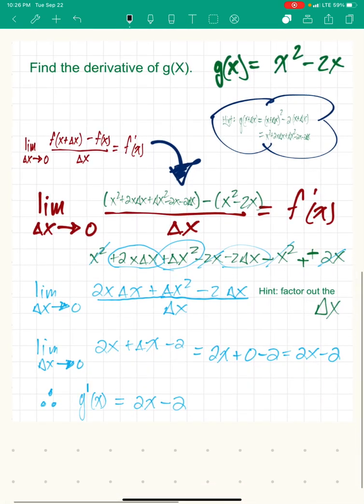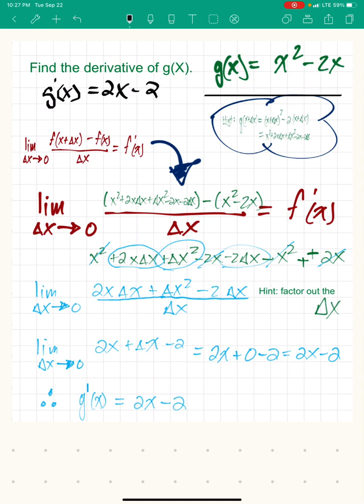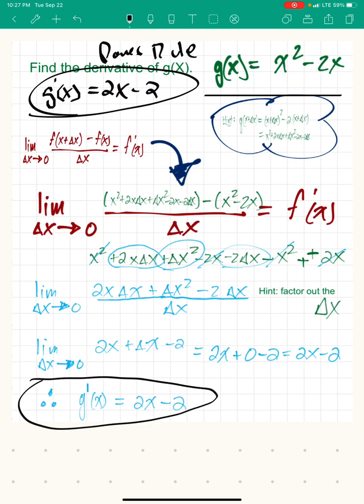In this example, we start with g of x equals x squared minus 2x. Now, we already know through power rule that the derivative, g prime of x, should equal 2x minus 2. We know this because of the power rule. What I want you to do is use the limit definition of the derivative to prove that. And what you'll see here at the bottom of the page is I did prove it. I got 2x minus 2 from the limit definition, and we know from the power rule that is correct. But how did I get there?